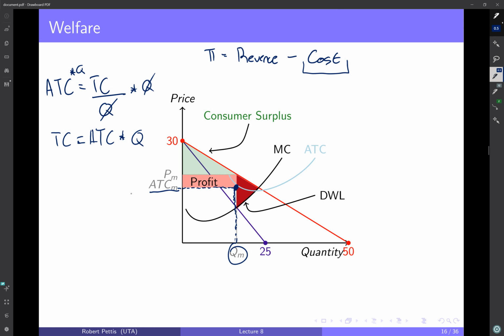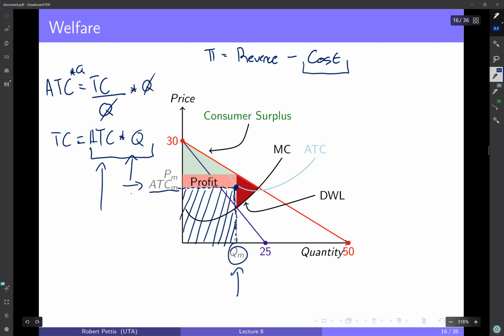Okay, so you notice that both things that make up this total cost, the average total cost and the Q, are what we have labeled here. So this is our Q, this is our average total cost at that Q. If we multiply those two things by each other, we get our total cost. Geometrically speaking, if we think of this as length and this as width, then length times width gives us this area here. So this area is our total cost.